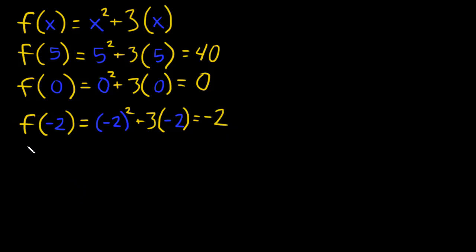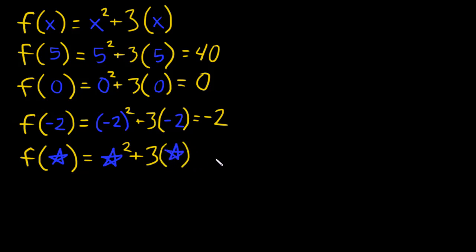All right. Now, here we go. Let's get another layer of abstraction. So let's go with f of, let's try a star again. F of star would be star squared plus 3 times star. And I don't know what that is. I'm just going to leave that alone.